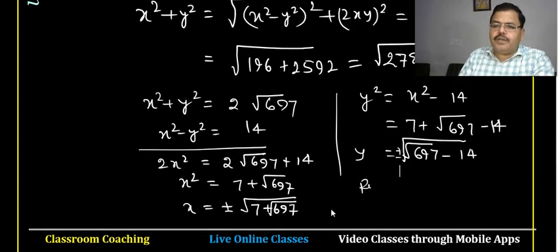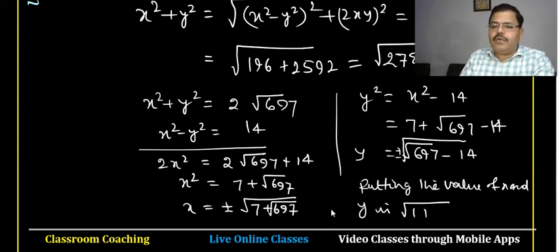So putting the value of x and y in under root 14 minus 36 root 2 iota, and later in 1 you will get the solution. Okay.